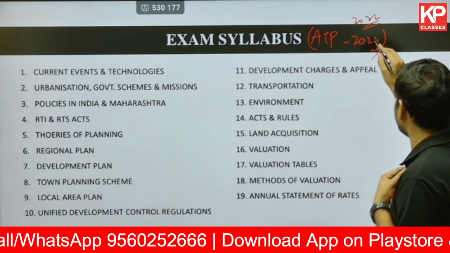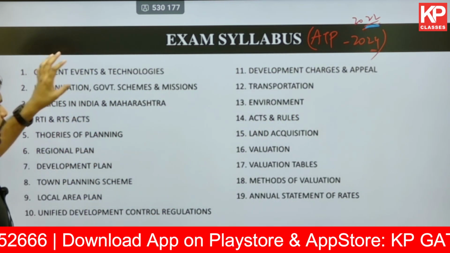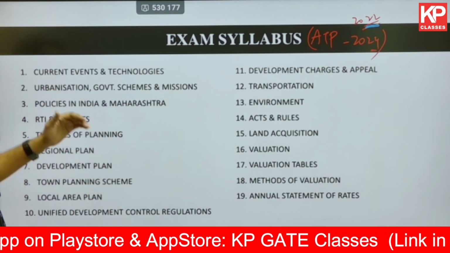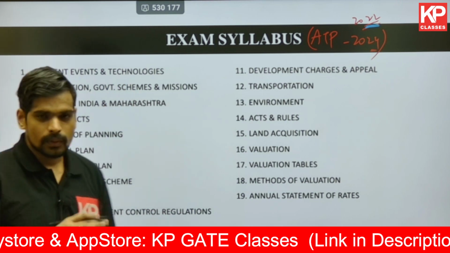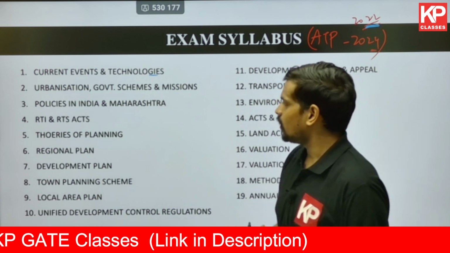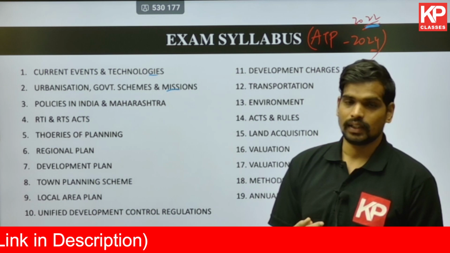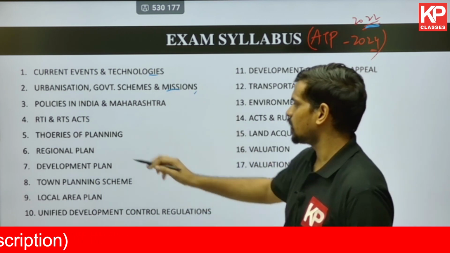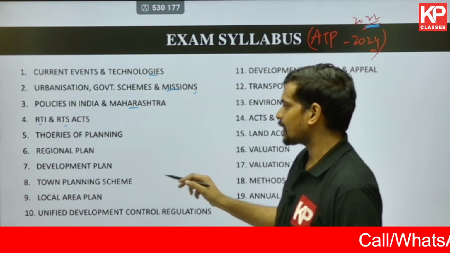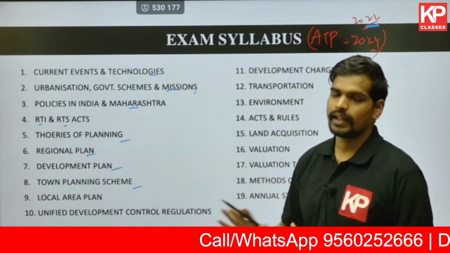As per the past 2022 syllabus, there have been a total of 19 topics, which include various areas of planning and also valuation. So you have various topics related to planning, like current events and technologies, including GIS and GPS, the surveys involved, so remote sensing basically. So various technologies in planning, urbanization and government schemes and missions. So various schemes of the Smart City Mission or AMRUT, various schemes and missions, policies in India and also Maharashtra, RTI and RTS, Right to Information, Right to Services Acts, theories of planning, regional plan, development plan, town planning scheme, local area plan. So these are various areas of urban planning.